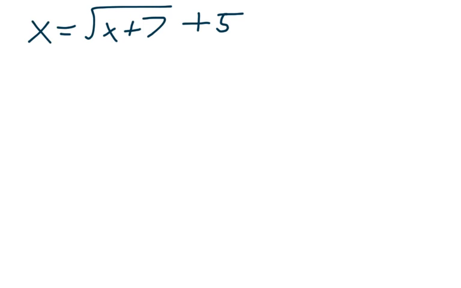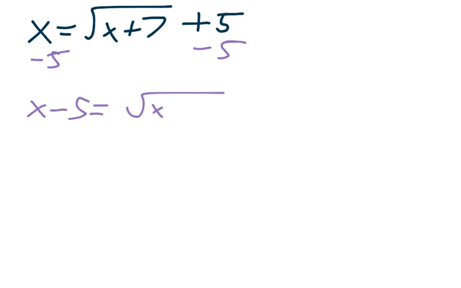Alright, we're going to do section 4.7, we're solving radicals. For this first problem, what we want to do is get the radical by itself, if we can. And then we are going to get rid of the radical by squaring both sides.